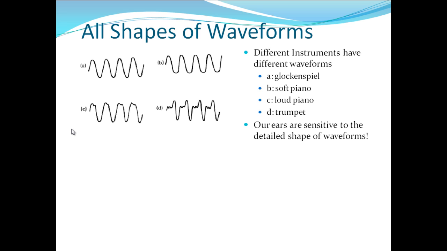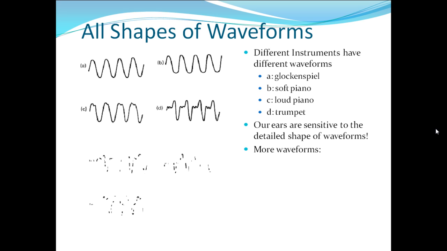Our ears can actually pick up the shapes of these different waveforms. It sees all that little static. See all these little bumps in here? Our ears can actually pick that up. That's how we distinguish between musical instruments. And some people are better at that than others, like really gifted musicians who can really pick that stuff out.